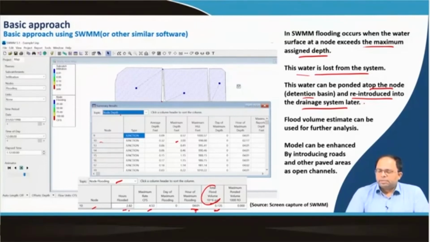So, the flood volume estimate can be used for further analysis, and models can be enhanced by introducing roads and other paved areas as open channels as well. So, instead of only subsurface drains, we can also design the roads as open channels to understand that some volume of water would flow through them. But when there is more water than the road can carry, there would be excess, and then it will also create some amount of flood.